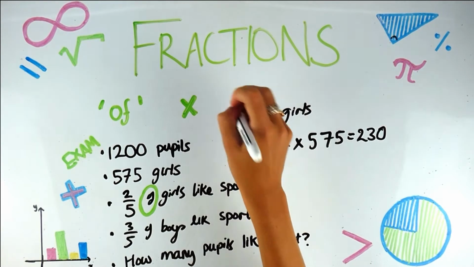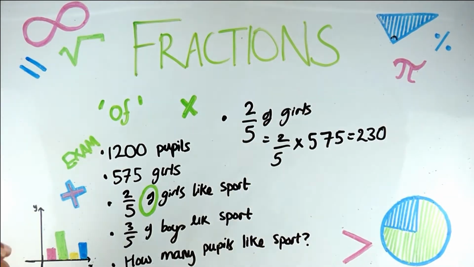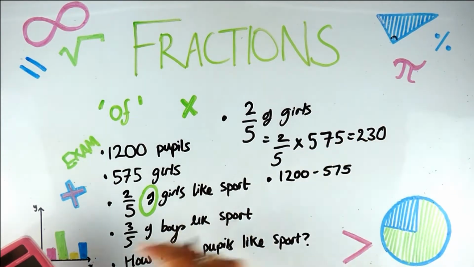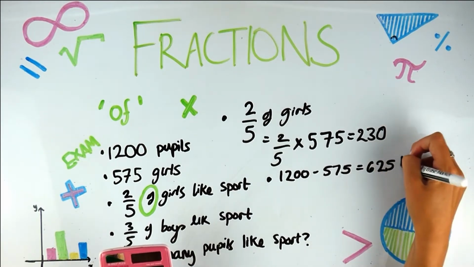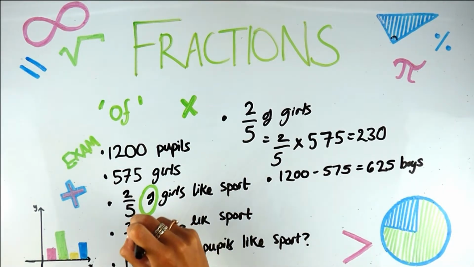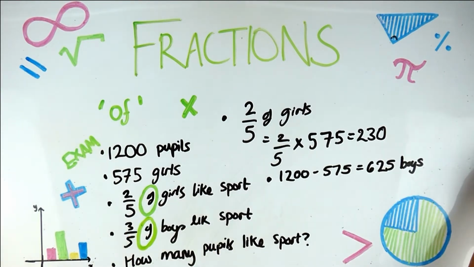Okay, but we don't have a school of just girls because we've got some boys in there. So how many boys are there? If there's this many girls, and 1,200 in total, there must be 625 boys. And we're told that not all of those boys like sport. Okay, we've got this of again.